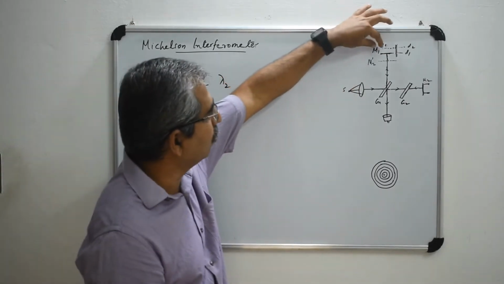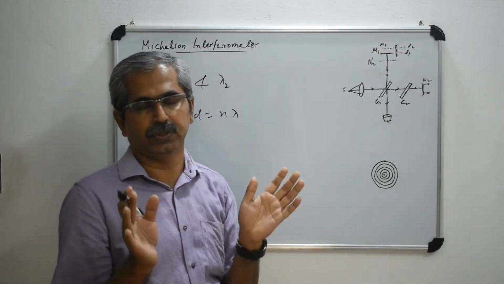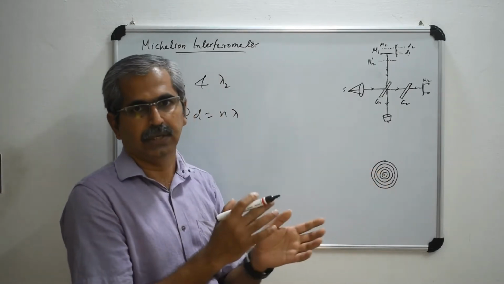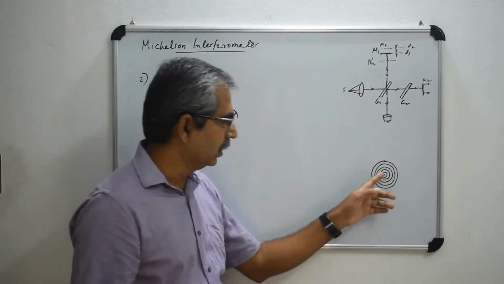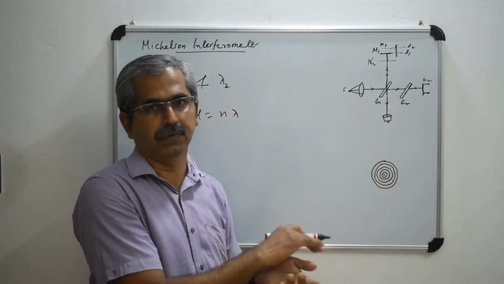Now if you move M1 slightly further, you can see that the clarity will be lost. That means they have started to overlap, because a dark ring will coincide with the bright ring of the other one, and so on.